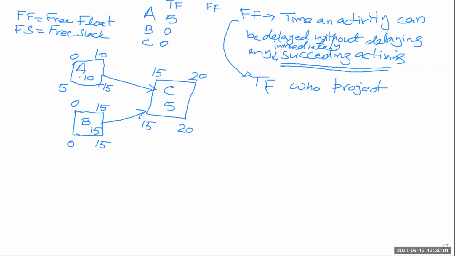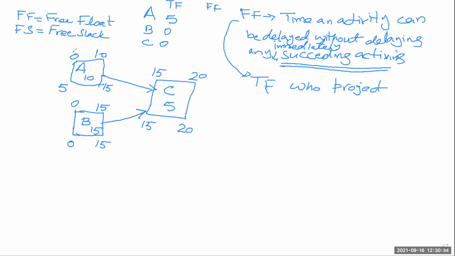So the immediately succeeding activity for A is C. Will it delay C if I start at 1 instead of 0? No, because if we start at 1, it is going to finish at 11, but we can see that C cannot start earlier than 15. So even if A finishes at 11, C will only start at 15, right?